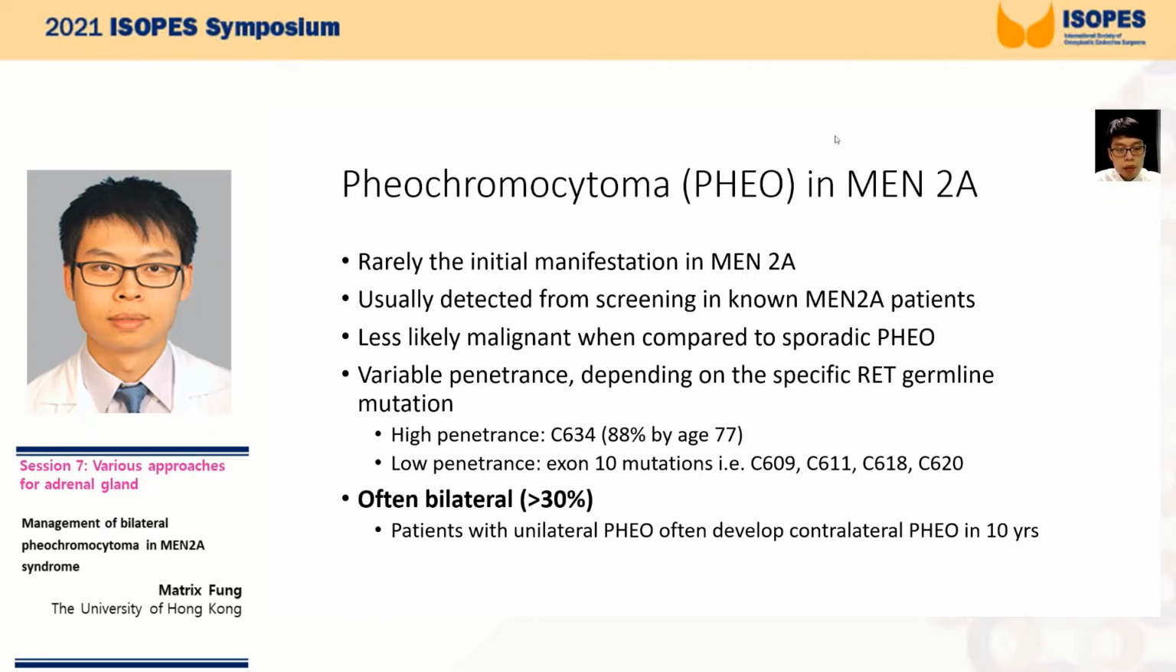Interestingly, pheos in MEN2A patients are often bilateral, with a report of 30% or more. And for patients with unilateral pheos, they often develop a pheo in the contralateral gland in the next 10 years.